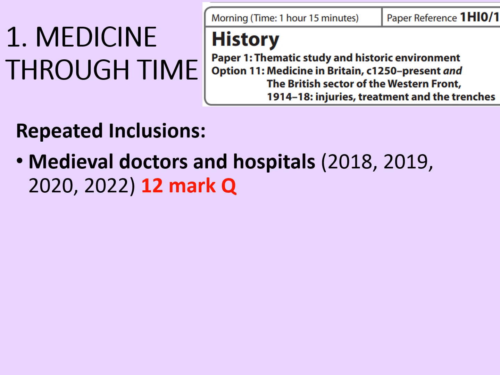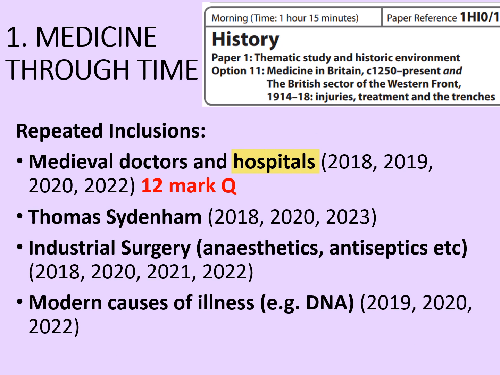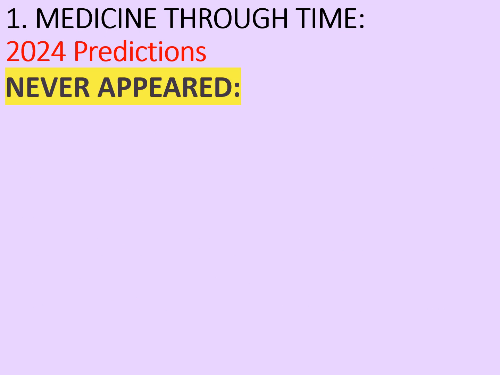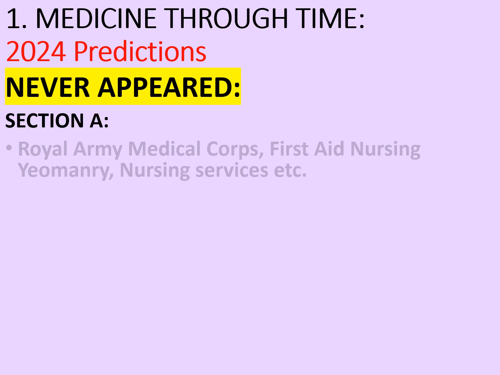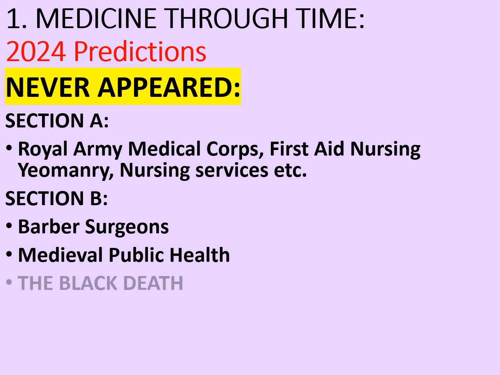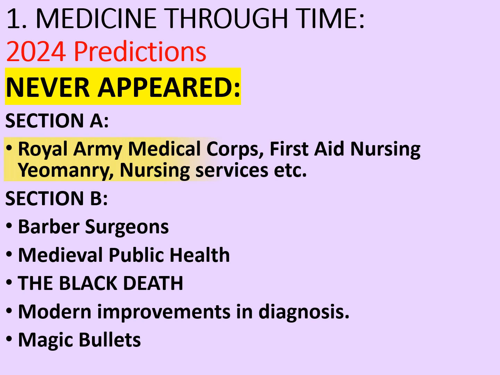First of all, I identified all of these as repeated inclusions, and sure enough, medieval hospitals, this time expressed as monastery hospitals, came up in the 12-mark answer, so hopefully you got to revise that. In terms of the things that never appeared, well, I predicted the following. And you could argue that this did come up in relation to the casualty clearing stations.